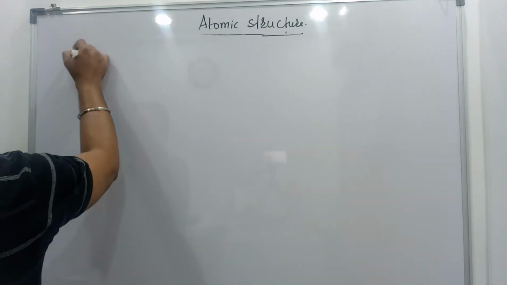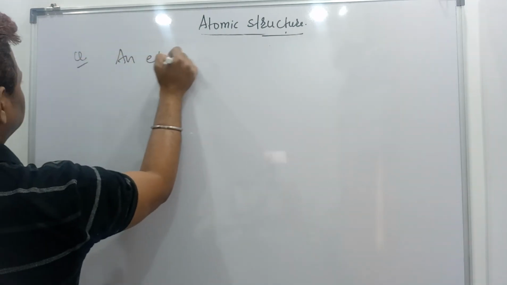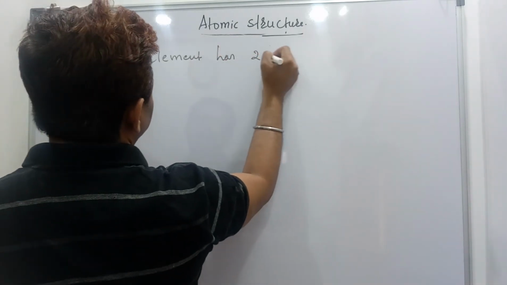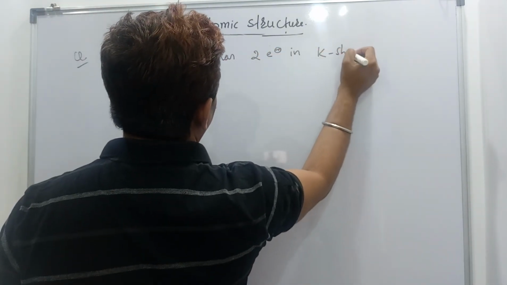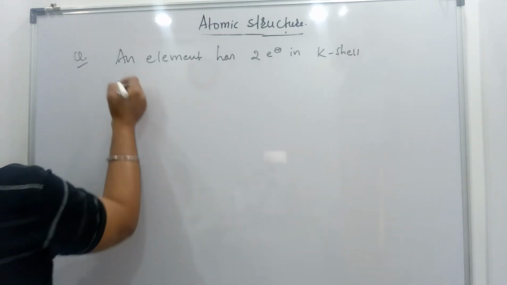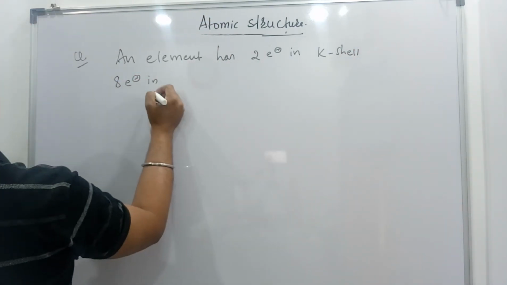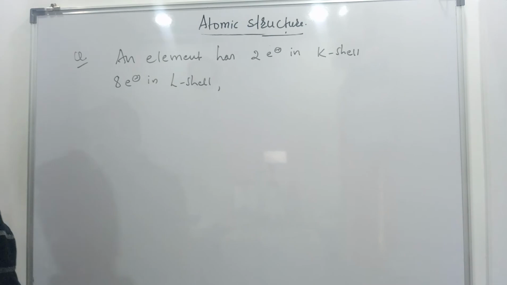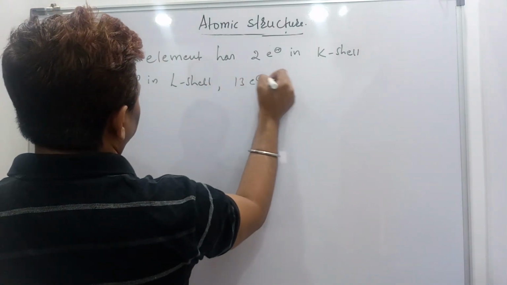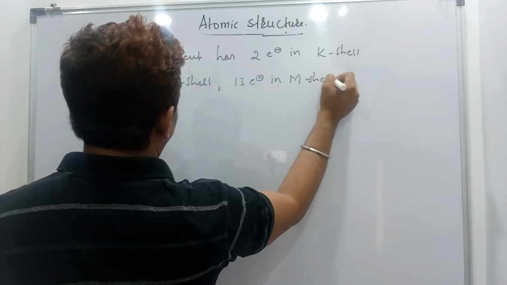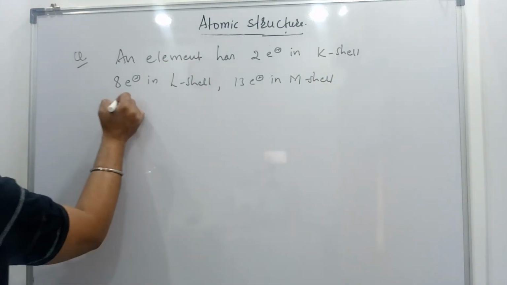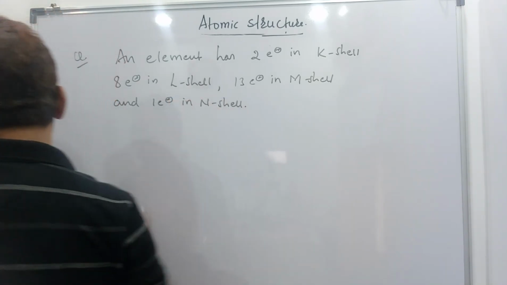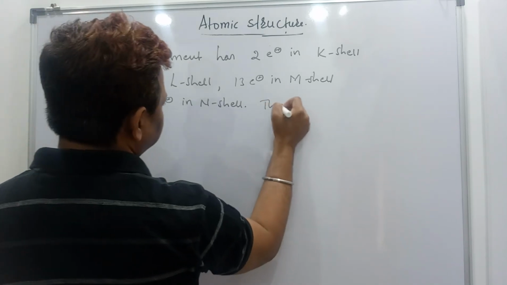Now, one more question is that an element has two electrons in the K shell, that is the first shell, 8 electrons in the L shell, that is the second shell, KL. Then 13 electrons in the M shell. Right? Now add 1 electron in the N shell. They are asking what the element is.